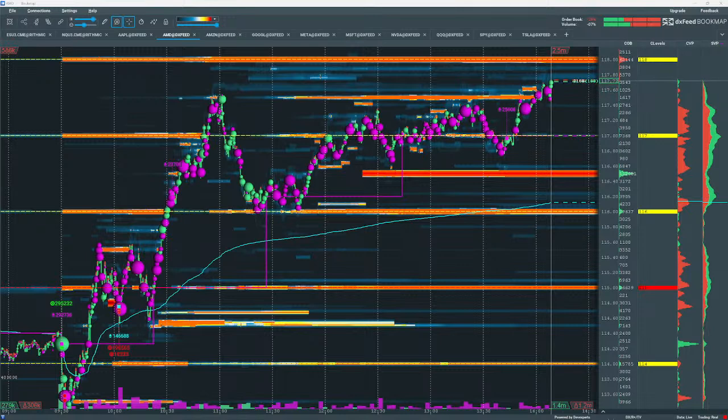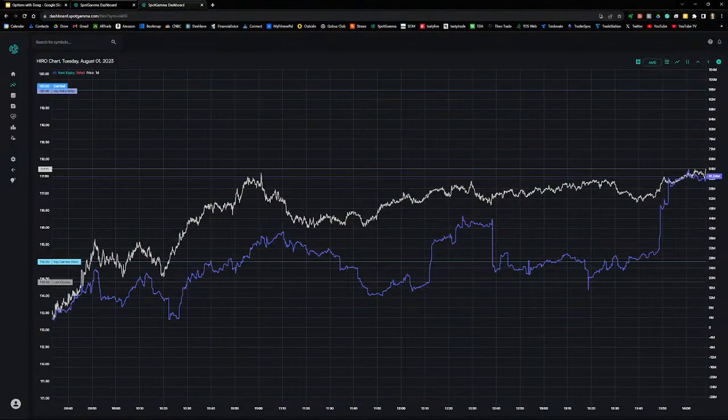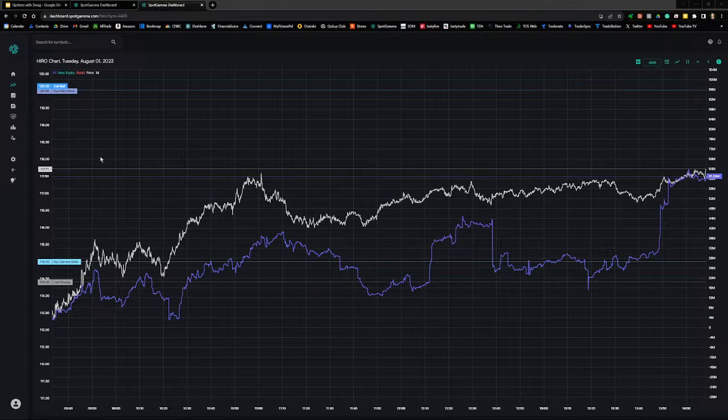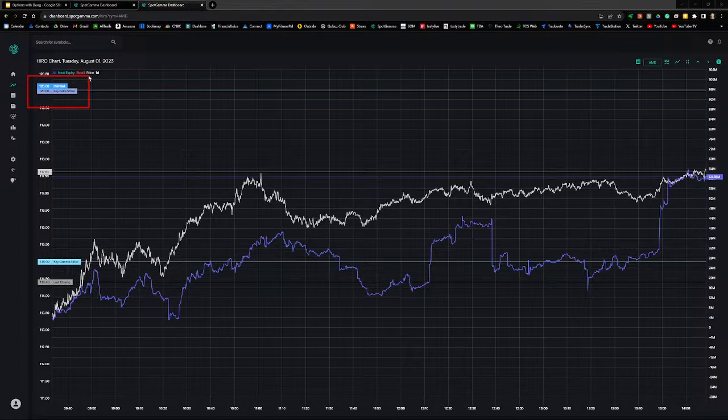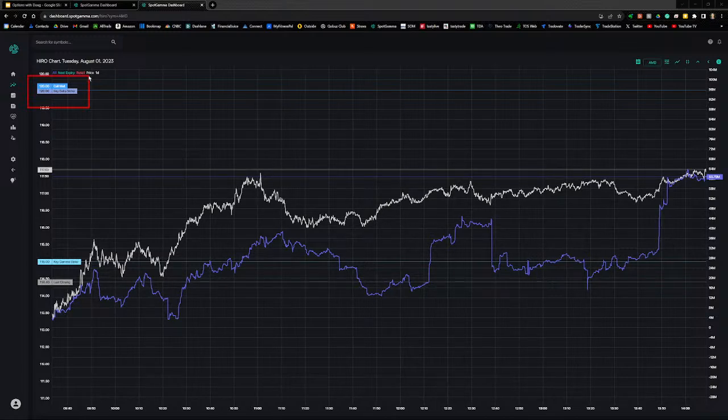Go back to HIRO. Look for other Spotgamma levels. So 120 is the call wall. That's a strike with the largest net positive gamma. And that, with all the liquidity at that level, that could be an attraction for price.